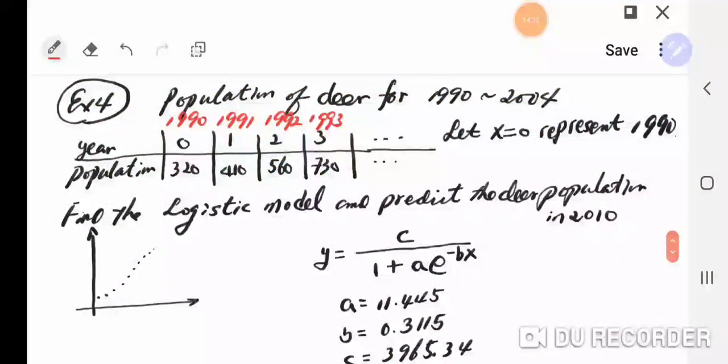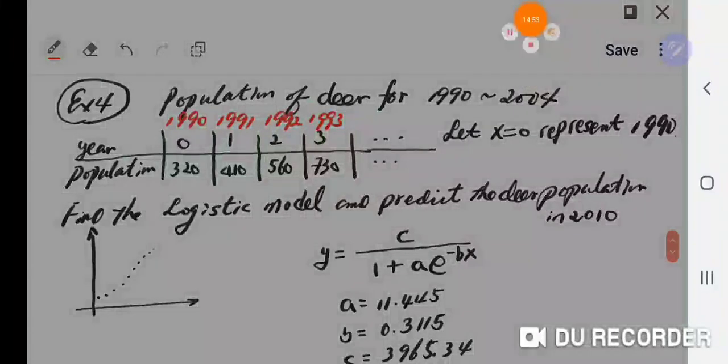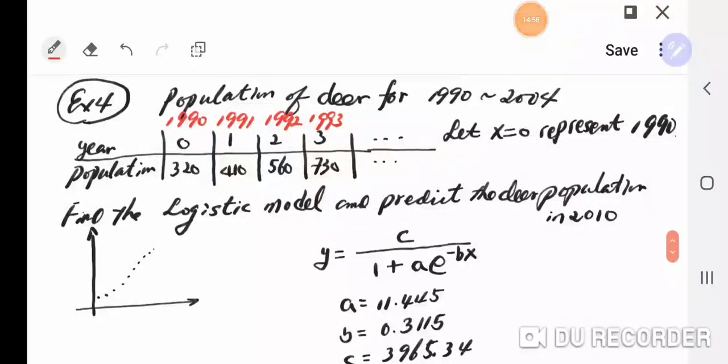Example 4 is related to a logistic growth model. The logistic growth model is a population that is limited. As time passes, the population of deer will be limited, getting close to a certain number, and it cannot exceed it. In this case, let's say x equals 0 represents the year 1990, and x equals 1 represents the next year, 1991. Then let's plug this data into a graphing calculator.